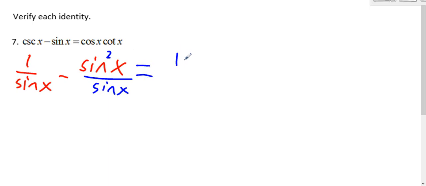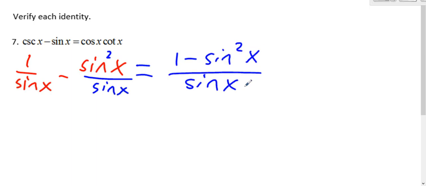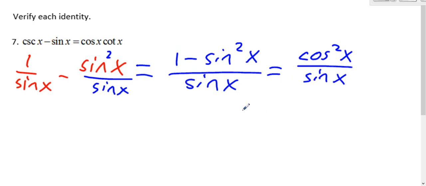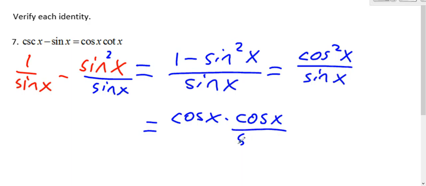So now it's 1 minus sine squared over sine. 1 minus sine squared, from the Pythagorean identity, that'll be cosine squared over sine. And then, just to make it obvious, if you separate those cosines, now you have a cosine by itself. And then cosine over sine is cotangent.